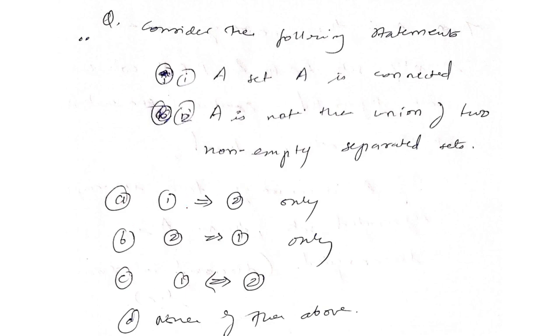Option A says that one implies two only. Option B says that two implies one only. Option C says that one if and only if two, that is, both are if-and-only-if statements. Or none of the above. See what you are getting.